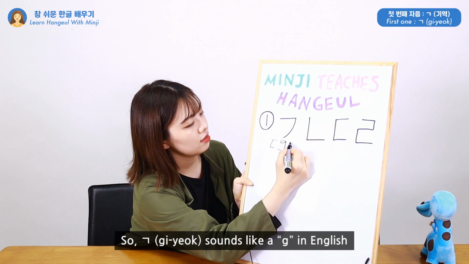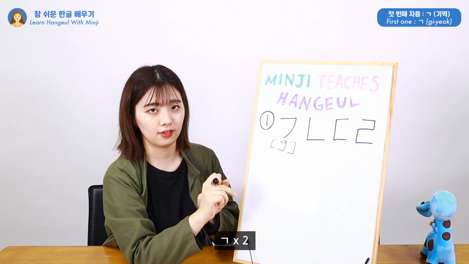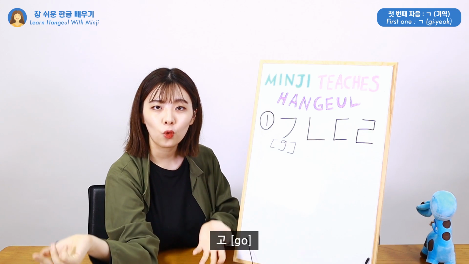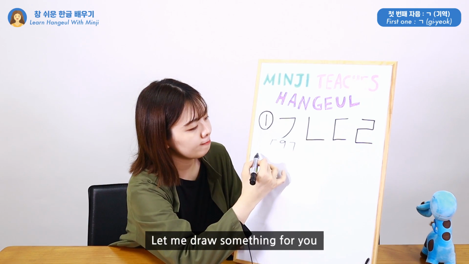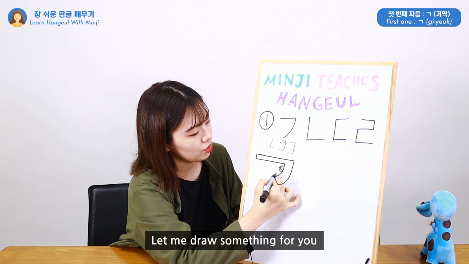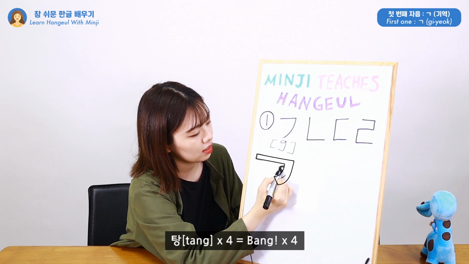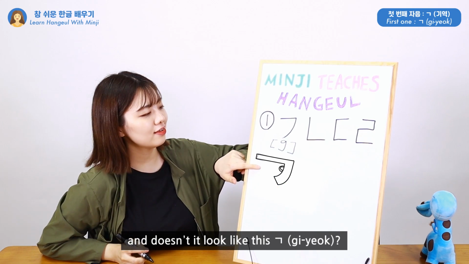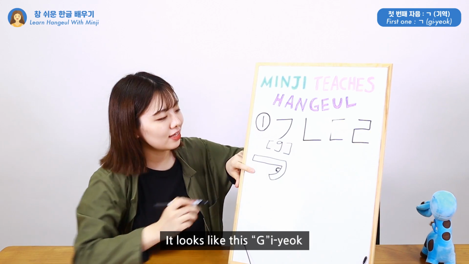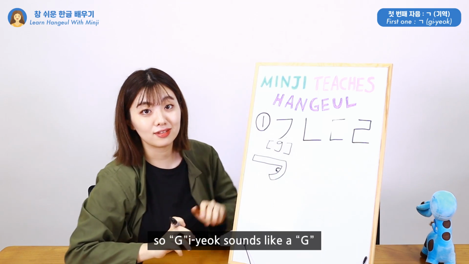So, gi-yeok sounds like a G in English. K, ka, ko, ku, and so on. Let me draw something for you. What is this? Tang. This is a gun. And doesn't it look like this gi-yeok? Right? It looks like this gi-yeok. So gi-yeok sounds like a G.